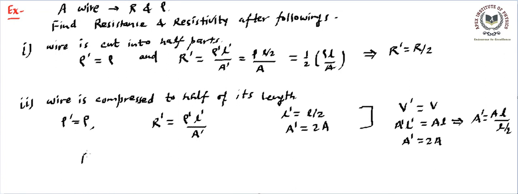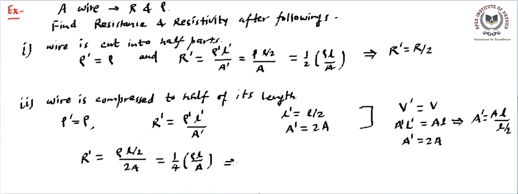Now we can find out what the new resistance is going to be. So it's going to be rho, L by 2, and new area is 2A. If you rewrite it carefully, then you'll find 2 and 2 becomes 4, so rho L upon A over 4.